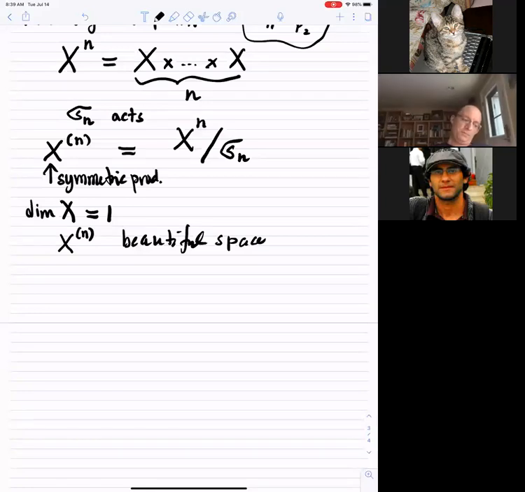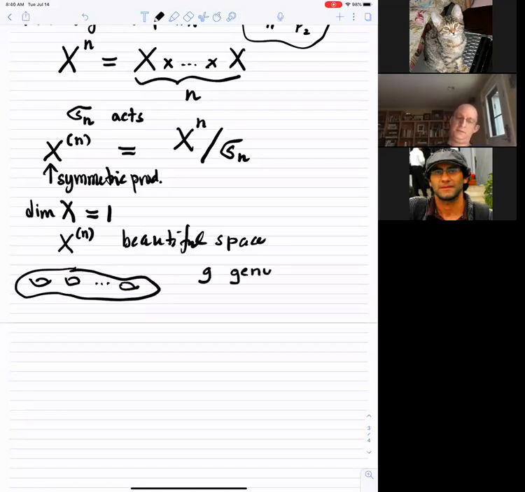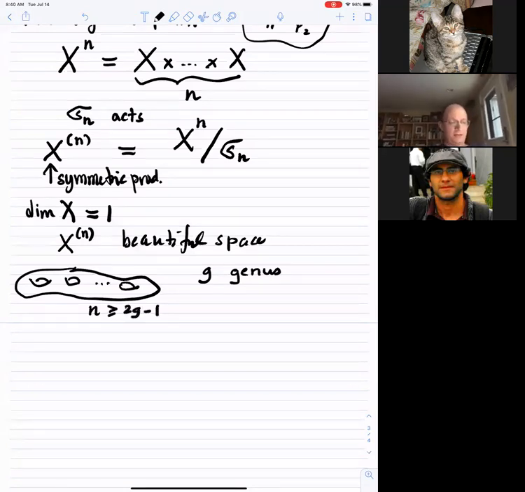If you have a complex curve, then topologically it's a Riemann surface, so it has a genus. g is the genus, the number of holes in the topological surface. If n is large compared to g, then it has a very nice structure. Say that n is bigger than or equal to 2g minus 1, then we can completely understand the structure of this. We can understand it even when n is smaller, but then it's a little bit more complicated.